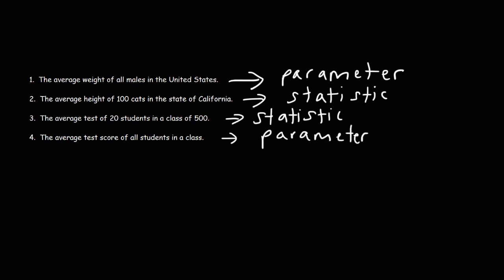So since we're dealing with averages or mean, the symbol for number 1 would be mu, and the same is true for number 4. For 2 and 3, the symbol would be x bar to represent the sample mean. So that's it for this video. So now you know the difference between a statistic and a parameter, and you also know the difference between a sample and a population. Thanks again for watching.